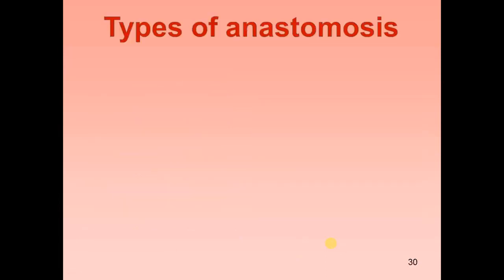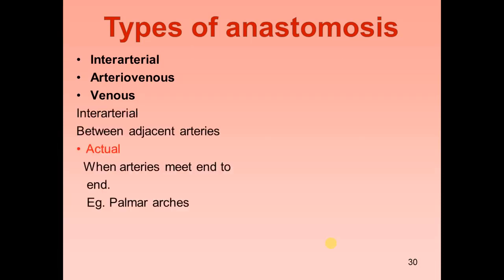So the types of anastomosis, as we see, three types we come across. Between an artery and an artery, it is called interarterial anastomosis, or it might be between an artery and a vein, which is called arteriovenous anastomosis, or it might be between the veins, which is called venous anastomosis. In case of arterial anastomosis, there are two types. One is actual and the other one is potential anastomosis.